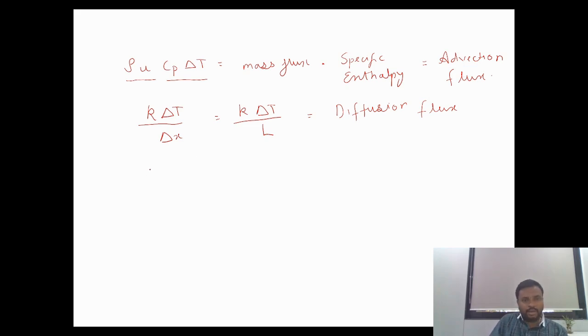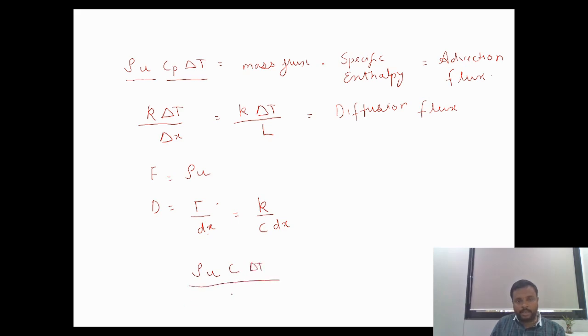If you take F as rho u and D as gamma by delta x, here this gamma is nothing but K by C, because we are solving the energy equation. So gamma will be K by C. If you take the ratio of these, you will get rho u C delta T upon K by L delta T, where I write Cp as C.